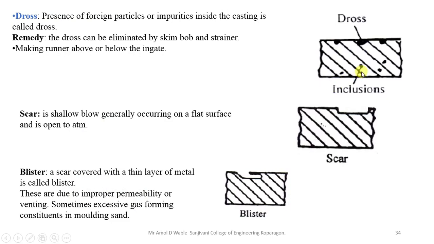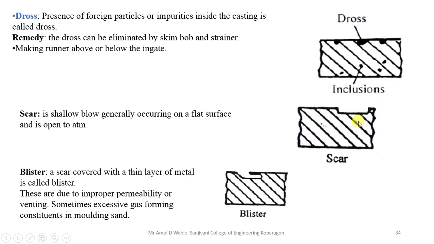Then dross. The presence of foreign particles or impurities inside the casting is called dross. When you melt aluminium in the furnace, the aluminium itself has some foreign materials in it. When you pour that molten metal into the cavity or pouring basin, it will carry those impurities with itself, and you can eliminate those impurities by the skim bob and strainer concept, as we have seen this concept in riser design as well.